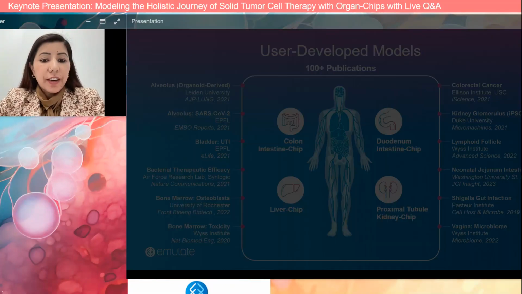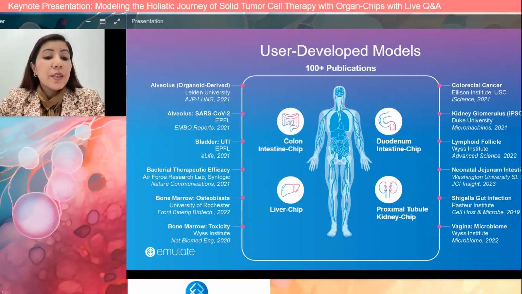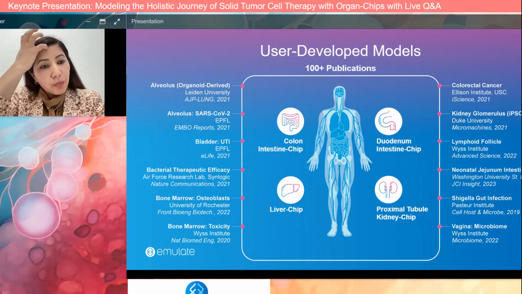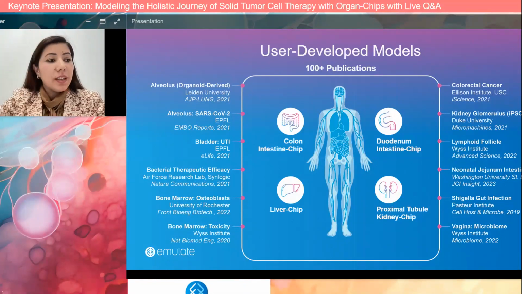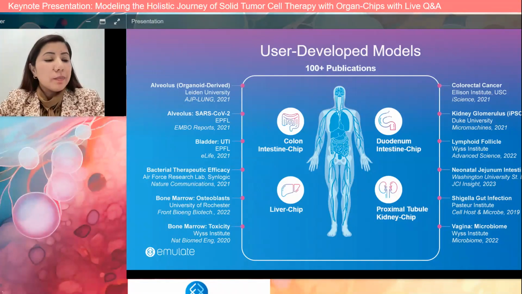But that's just a fraction of what's possible with the human emulation system that Emulate has developed. There are over 100 publications using the Emulate technology, and some of the most exciting use cases come from our user community. Now, let's take a look at how it can be applied to study CAR T cell therapy for solid tumors.